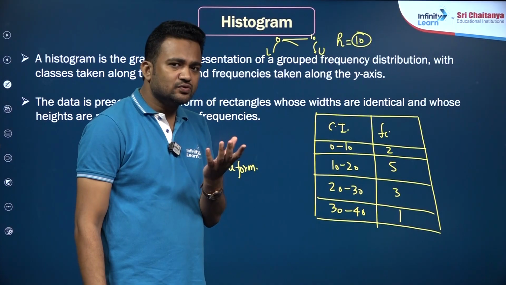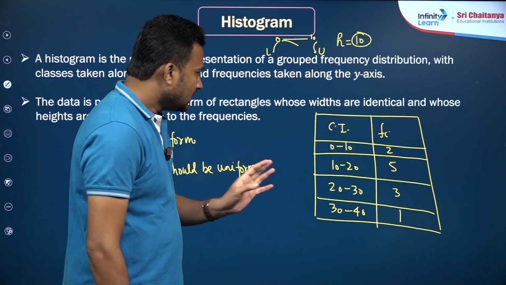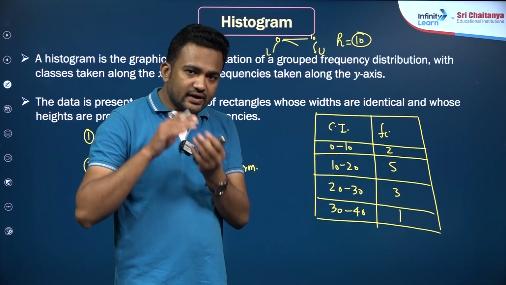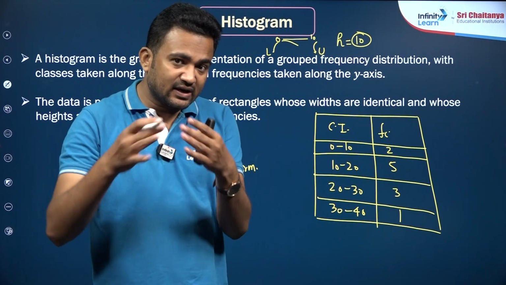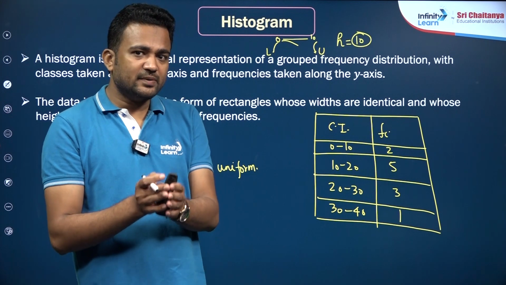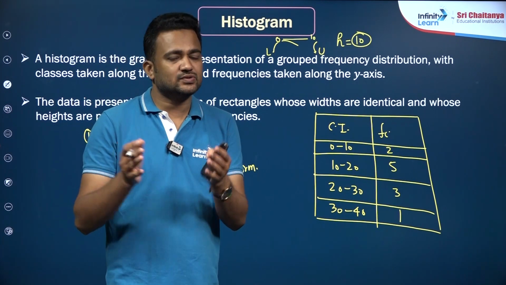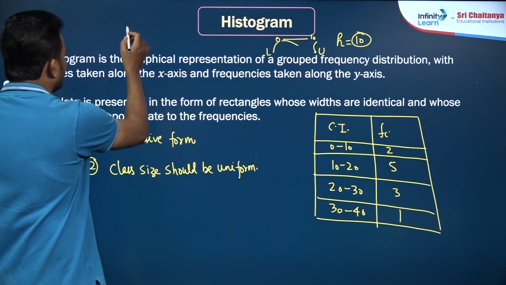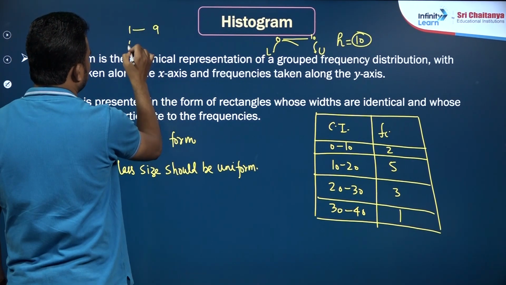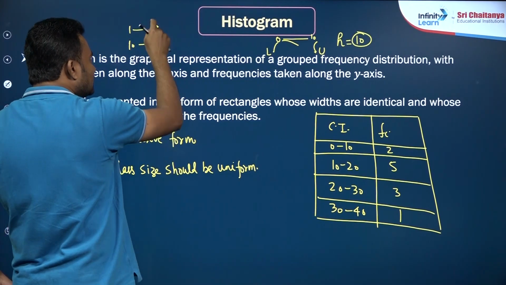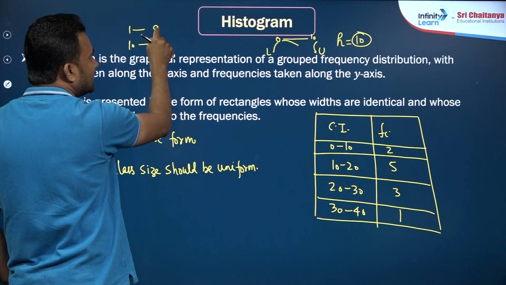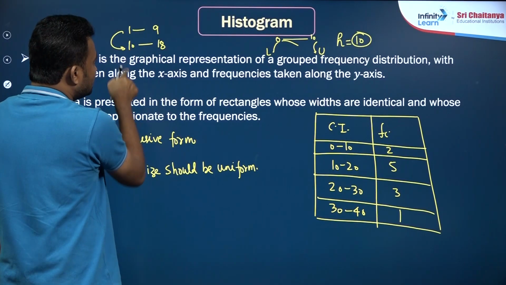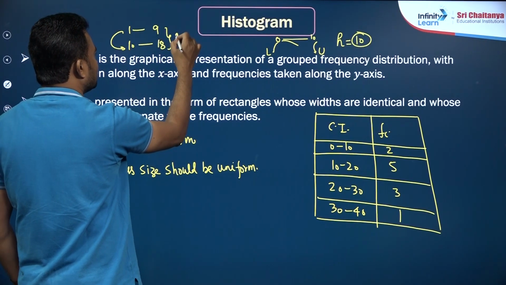Exclusive form. What is exclusive form? Let us see the first class interval, where the upper limit is 10. Then 10 should be the lower limit of the second class interval. If 10 is the lower limit of the second class interval, then it is in exclusive form. Otherwise, it is in inclusive form. Suppose we have 1 to 9, then 10 to 18. Here, the upper limit of the first class interval is 9, and the lower limit of the consecutive class interval is not 9, it is 10. So this is inclusive form.